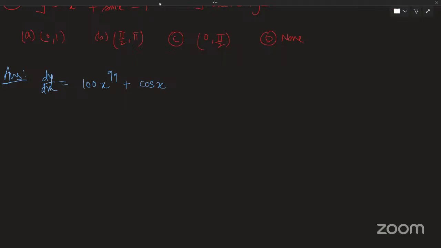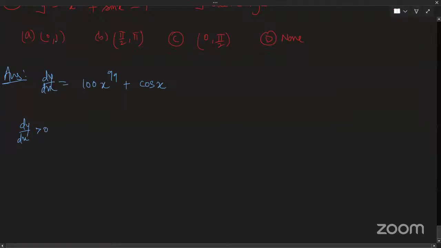So in the first option that's been given to you, the first option is 0 to 1. So between 0 and 1, what is happening? Between 0 and 1, both x raised to 99 and cos x have positive values. So your dy by dx will be positive, right? Because both of them are positive. 0 to 1, x raised to 99 is positive and cos x is also positive. So obviously it will be a positive value.